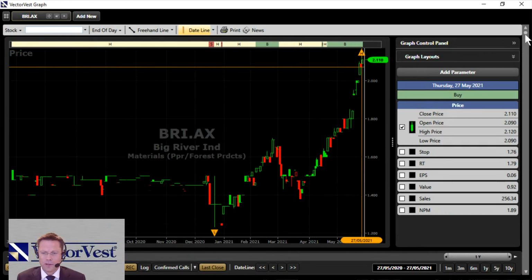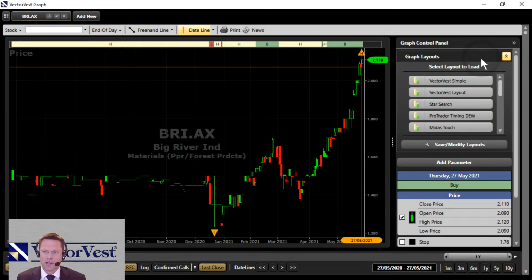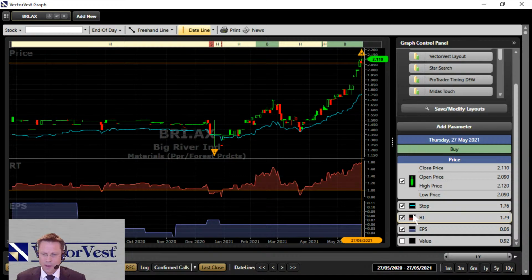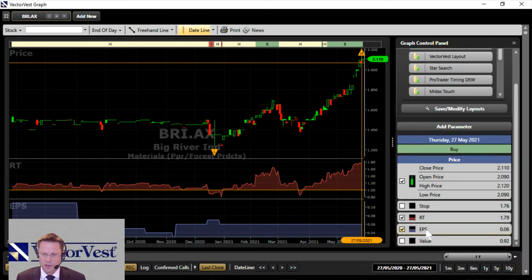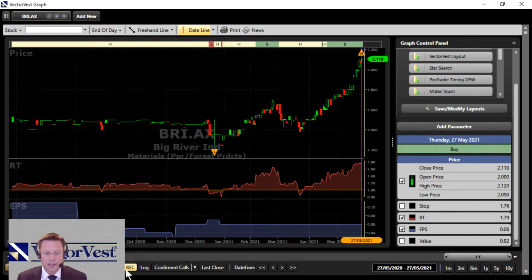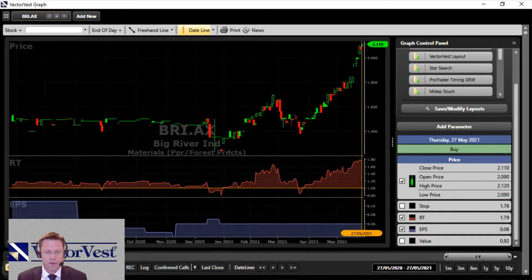All right, the next thing I want to do here on graph layouts is change it to a VectorVest simple layout. Nice and simple. And all I'm wanting to look at is two indicators. EPS, this is a 12-month leading forecast on earnings. It won't agree with your broker, it won't agree with Bloomberg. This is proprietary, so VectorVest is looking at historic, current, and then the rest is forecasted data in terms of how an industry is stacking up in terms of its earnings profile. Just clean it up a wee bit here to make it easier to see.